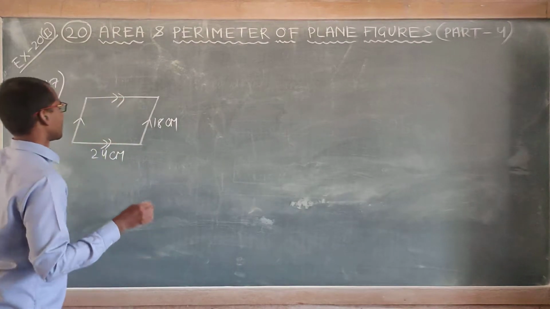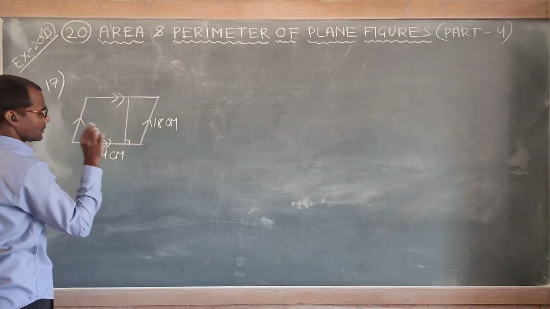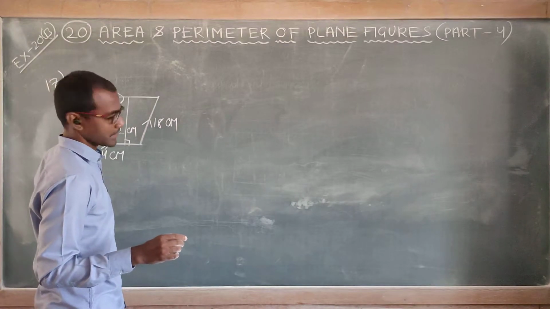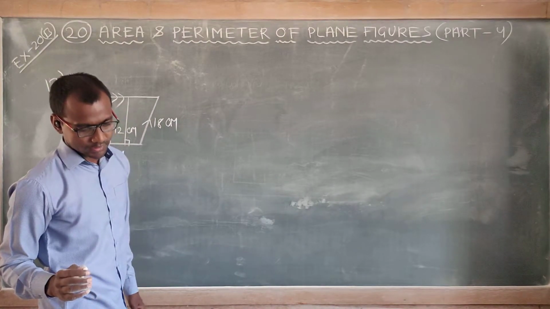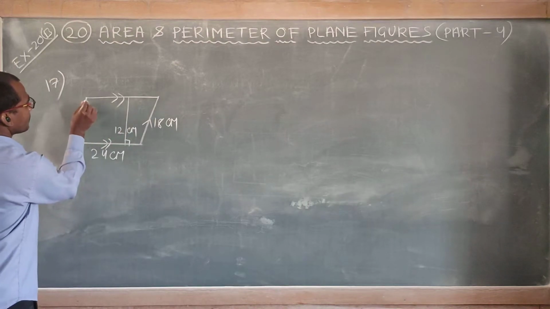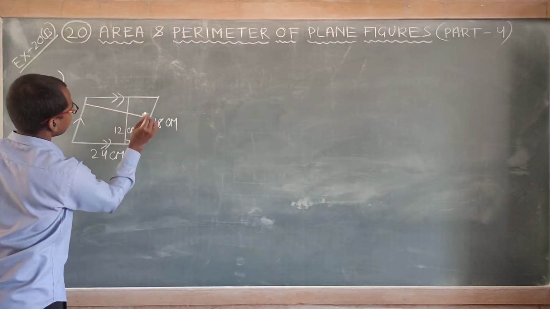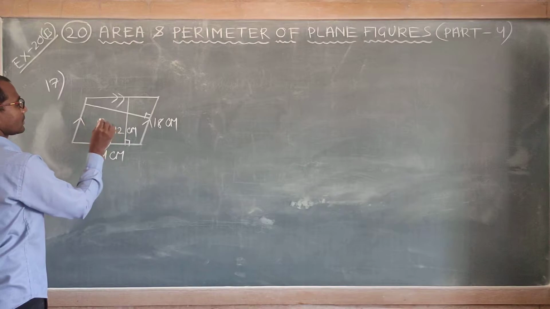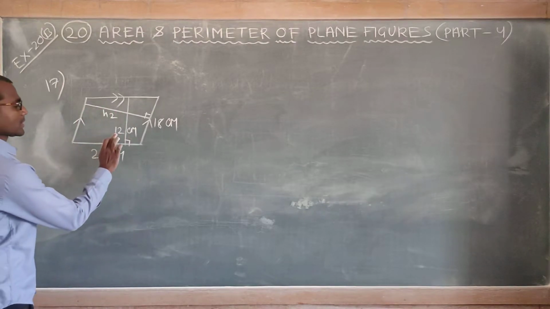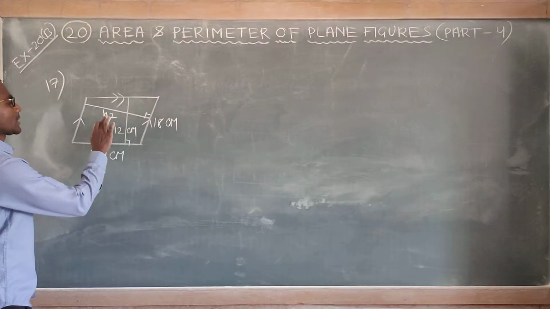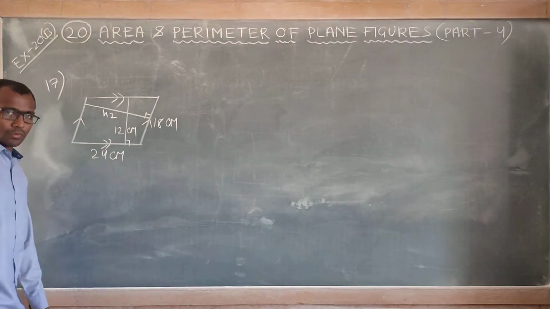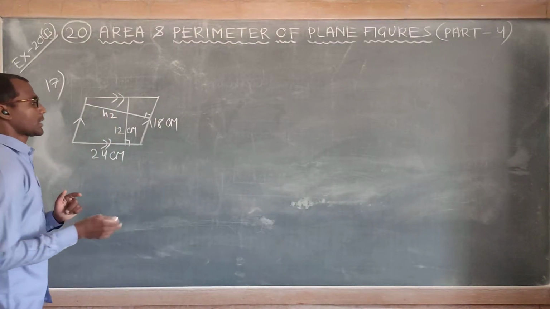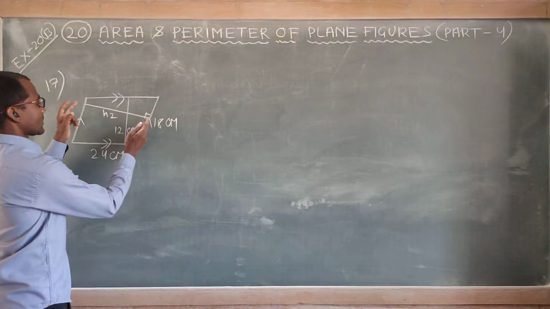The distance between the longer sides is 12 cm. Find the distance between the shorter sides. Let it be h2. This is h1, this is h2. This is b1, this is b2. There can be two bases of the parallelogram. If you want, you can take this as the base and this as the height. If you want, you can take this as the base and this as the height.